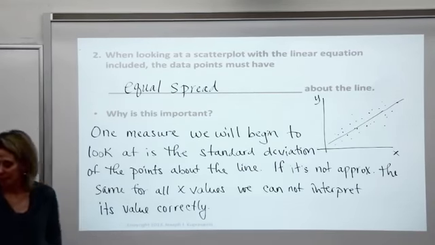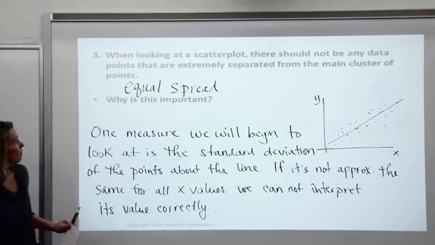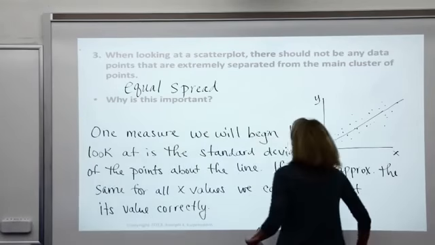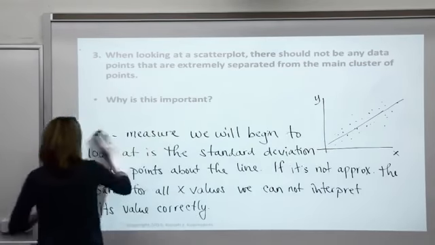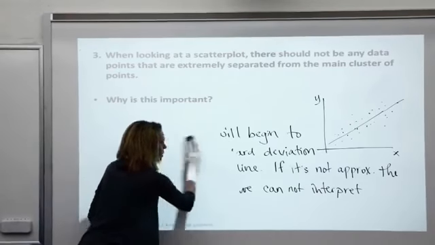Number 3. Again, pause if you need to. It's a wordy slide there. When looking at the scatter plot, there should not be any data points that are extremely separated from the main cluster of the points. Okay, and so why is that important? Why does that have to be true?